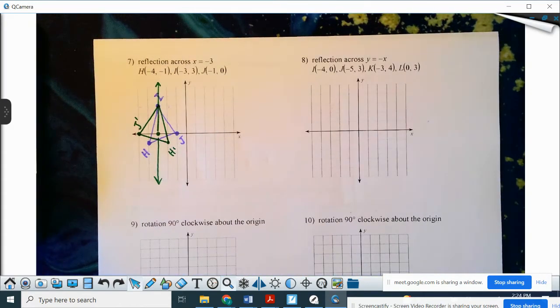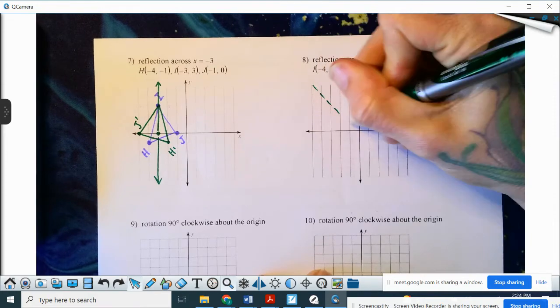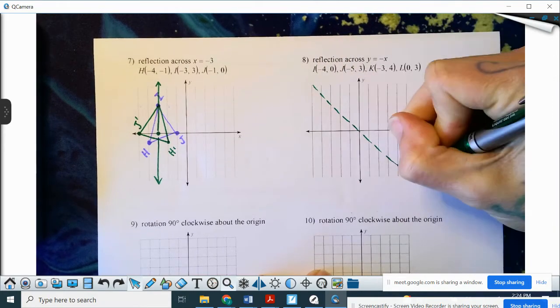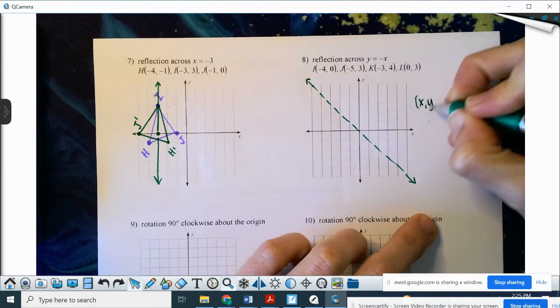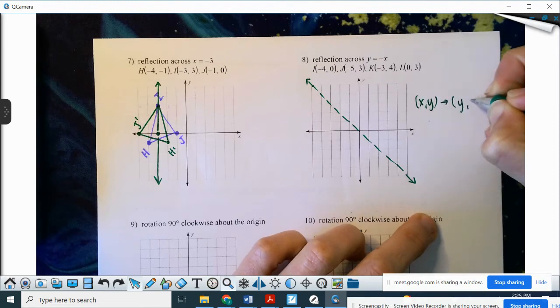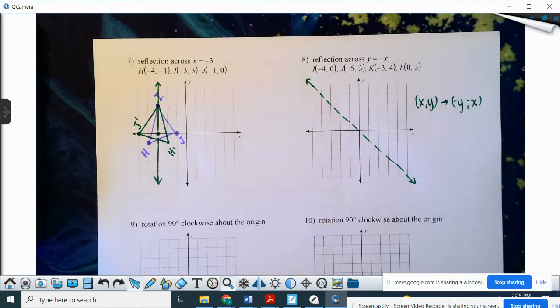I like to think of it as if the original shape was wet ink and we folded on whatever line they say to fold it on. Y equals -x. That's that line that goes this way. And that one does have a rule as well. The y equals -x is they flip. So (x, y) becomes (y, x). And because it's the negative one, they both flip signs as well. So not only do they flip, but they flip completely quadrant. So your y's become negative and your x's become negative.